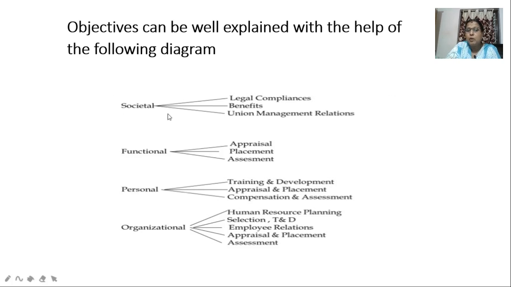We have societal objectives. A company should look at this. There is a societal objective of HR. There is a functional objective. There is a personal objective and an organizational objective as a whole. Of course, the organizational objective matters a lot, but it has the other three objectives also, which it cannot ignore. When it comes to societal, we have legal compliances, the benefits, and union management relations.